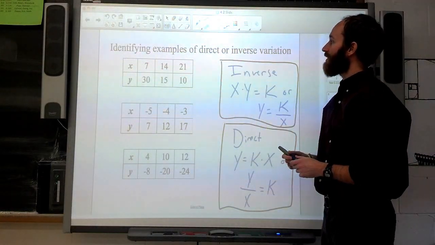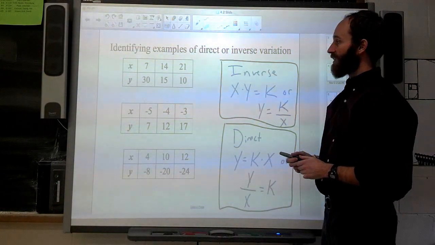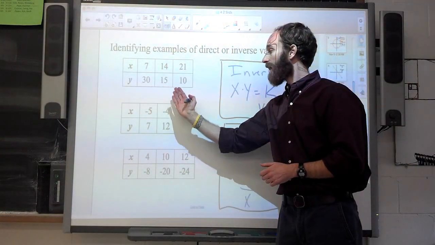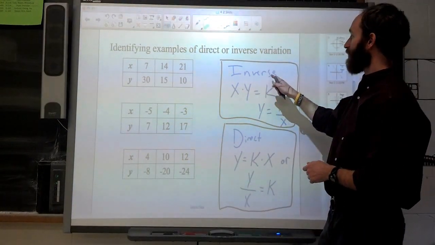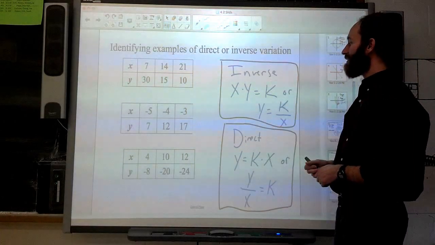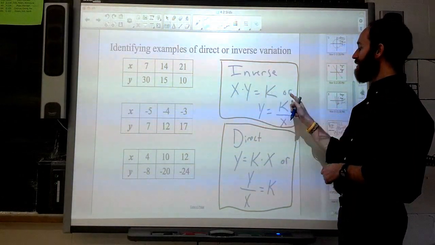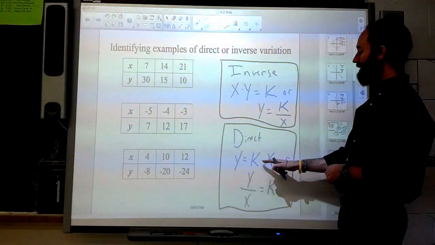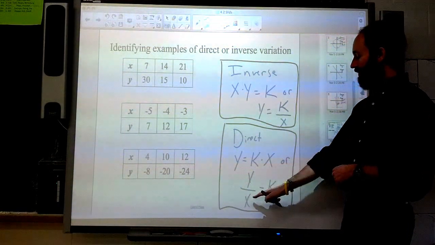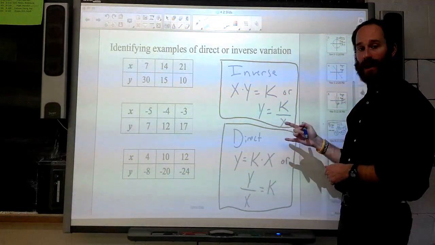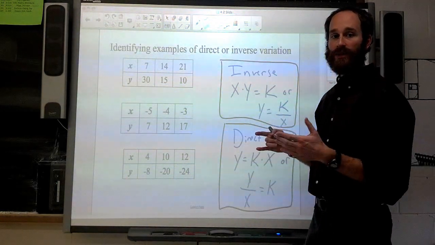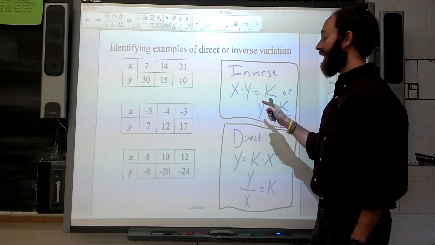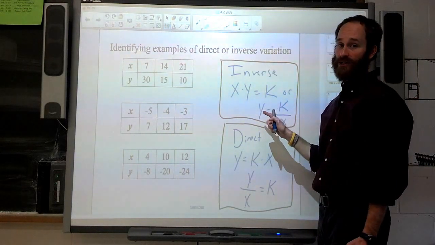Identifying examples of direct or inverse variation. So we have three examples here, all in table form, x's, y's, and again, our formulas are written down for us, inverse and direct. xy equals k, or y equals k over x for inverse, and direct is y equals k times x, or y over x equals k. Again, I have them on this slide, so it may be easier in case you didn't get them copied down if I went too quickly from the first slide. And again, remember, k is going to be your constant of variation.